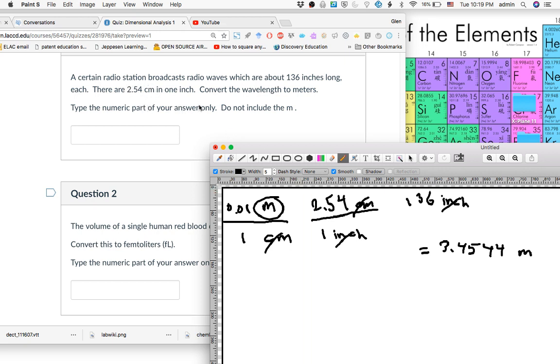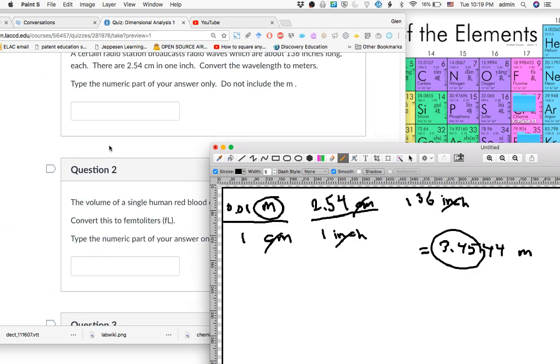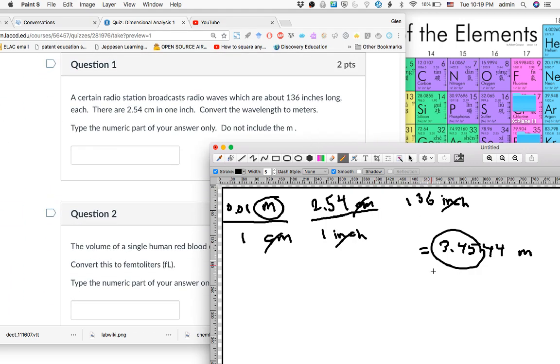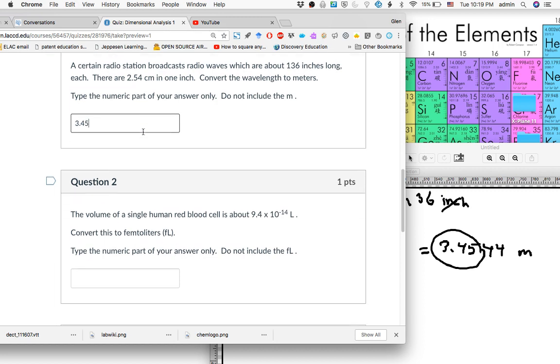Right? So what are the significant figures? Here they are, 3 significant figures: 1, 2, 3. That means the answer can only have 3 significant figures. This only has 1 significant figure, but it is not a measurement. It is a definition that I obtained from this table. Okay, so I can only have 3 significant figures, so I'm going to type in here 3.45, and I'm going to move on.